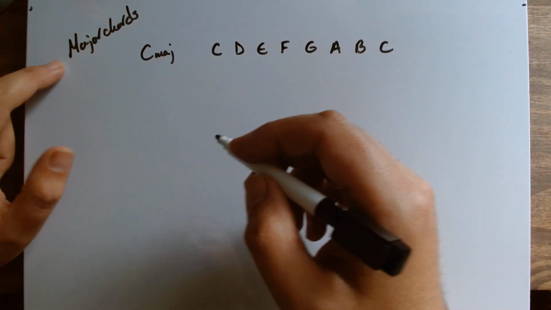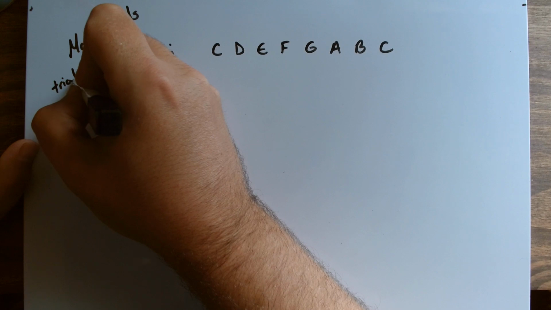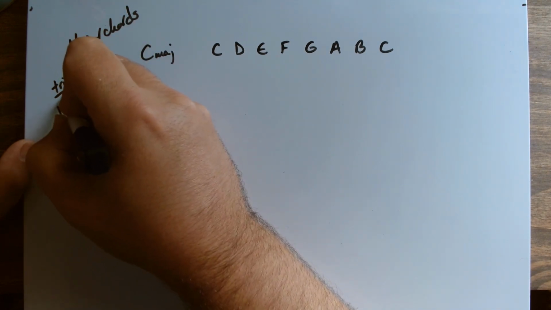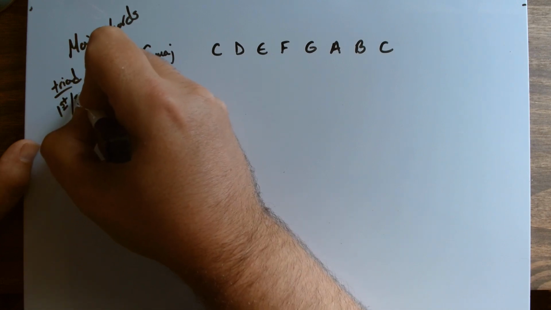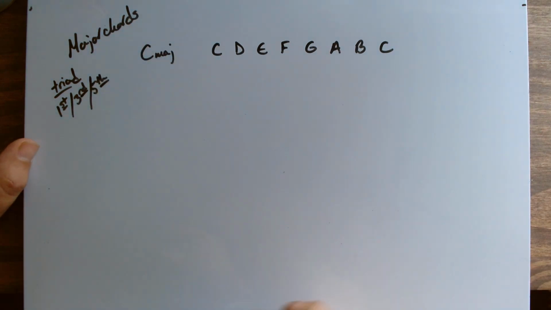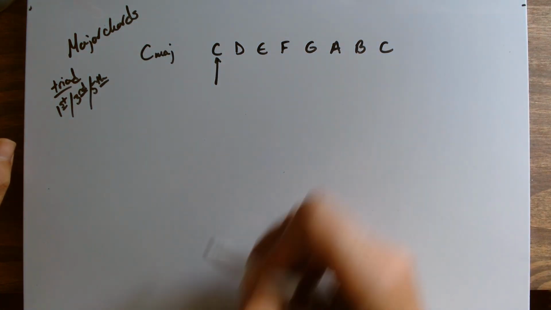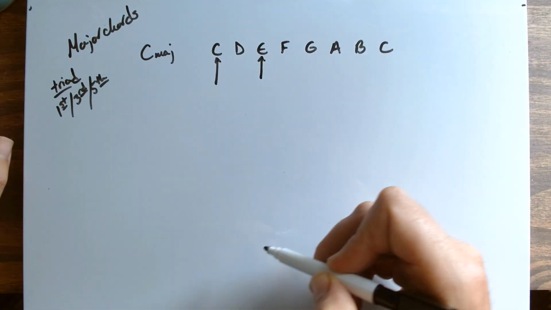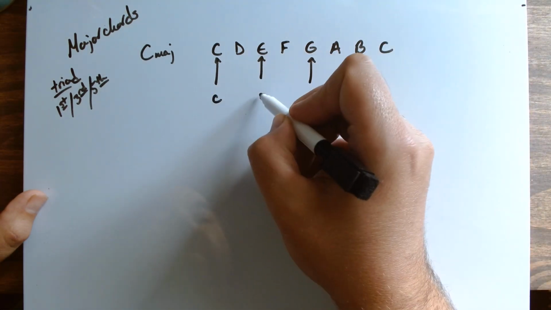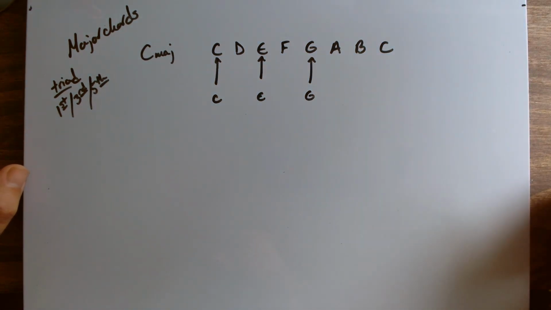Now, in order to make a major chord, you're going to need what's called a triad. Triad, three. In other words, you're going to need three notes. Now in the major scale, it's always going to be the first, the third, and the fifth. So we're going to need this one as our first, this third right here, and this fifth right here. If you play all three of those in unison, you have a nice happy C major chord.